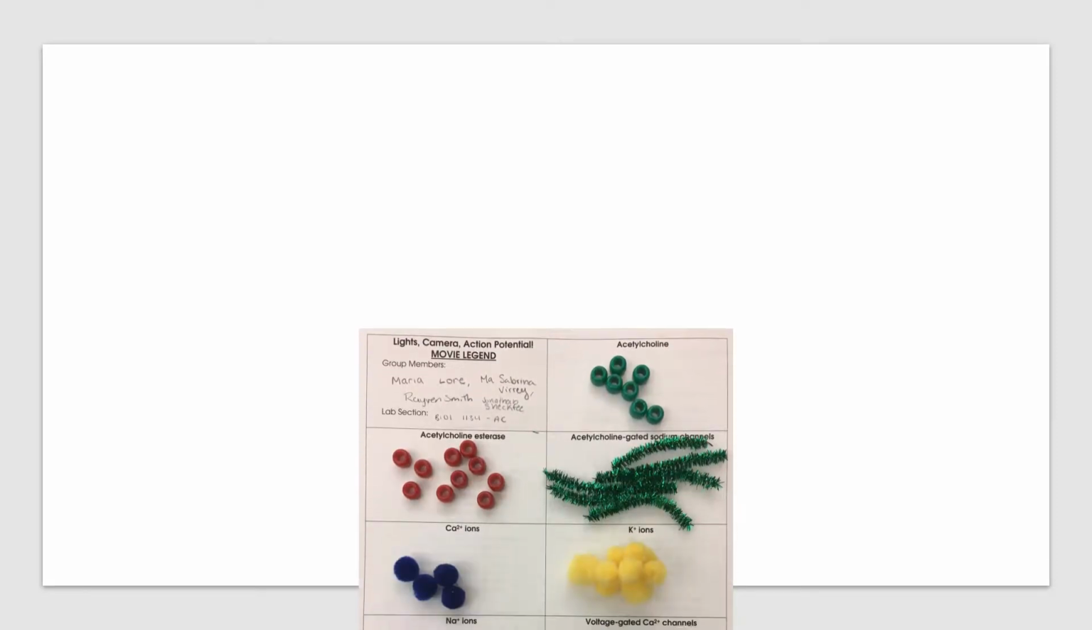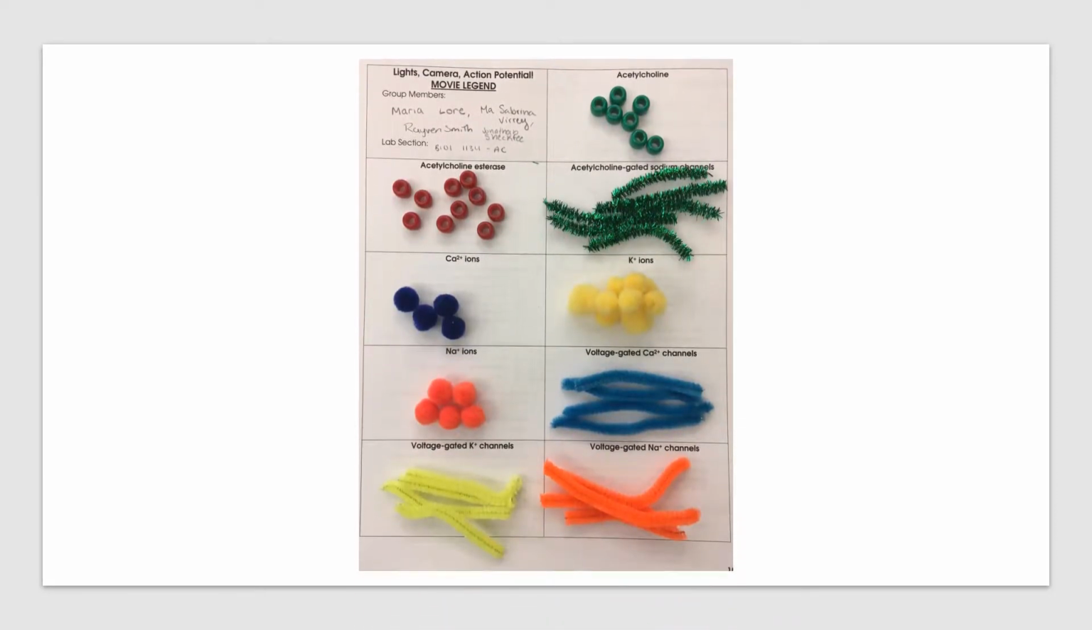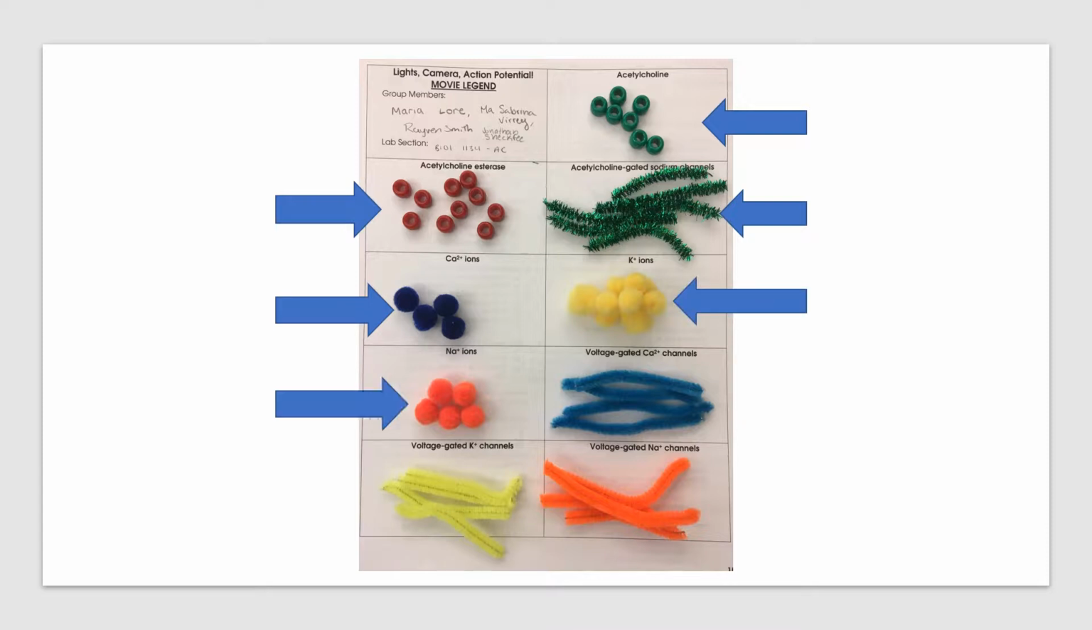In order to demonstrate a neural impulse, we've used various arts and crafts items. Here's our movie legend. As you can see, we have acetylcholine esterase, acetylcholine-gated sodium channels, calcium ions, potassium ions, sodium ions, voltage-gated calcium channels, voltage-gated potassium channels, and voltage-gated sodium channels.